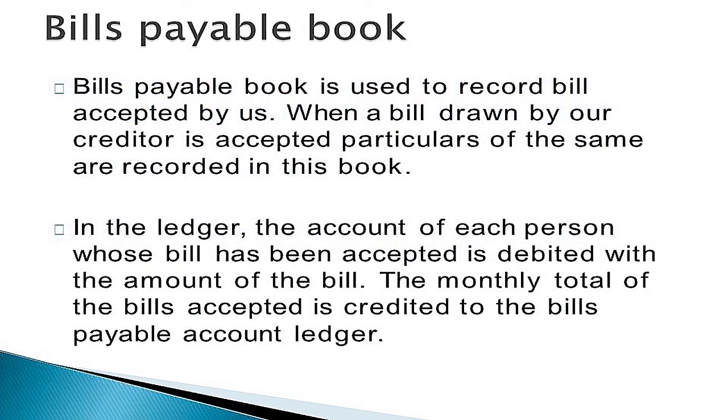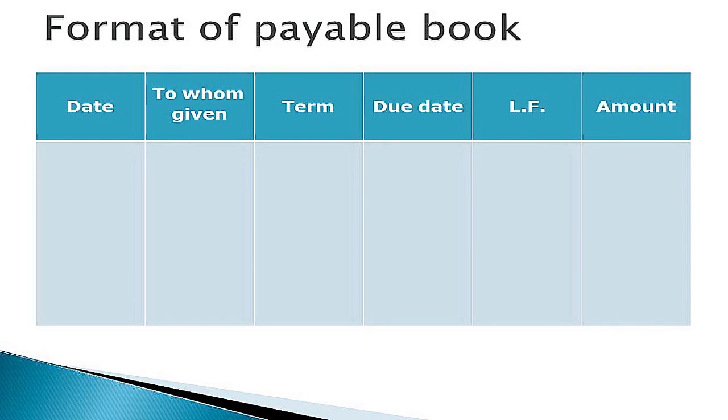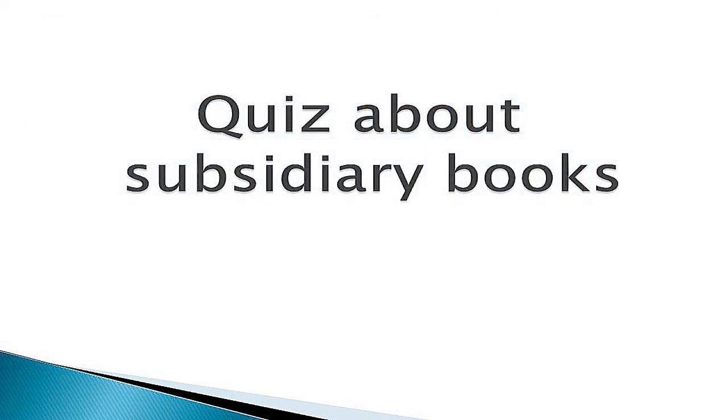In a similar way, bills payable book is used to record bills accepted by us. We bought goods on credit, raw materials on credit from the parties, and instead of the payment, we accept the bills. So those details we enter in the account of the creditor, and that total will be entered in the bills payable account. Okay, format of the bills payable book.